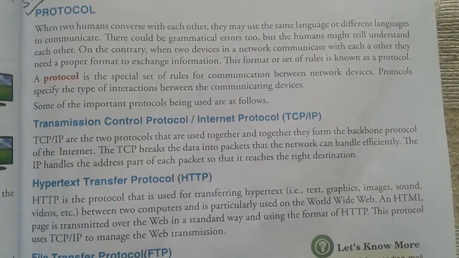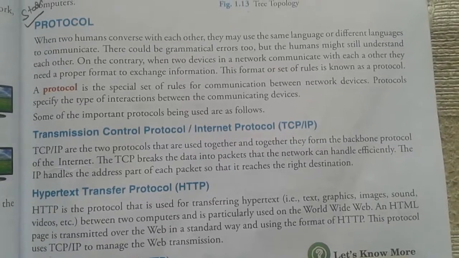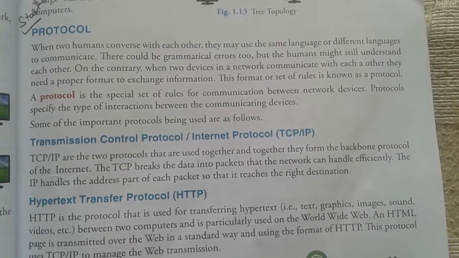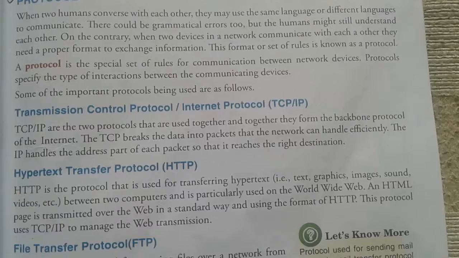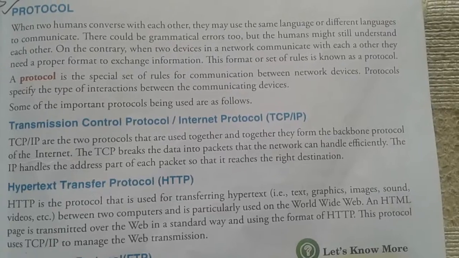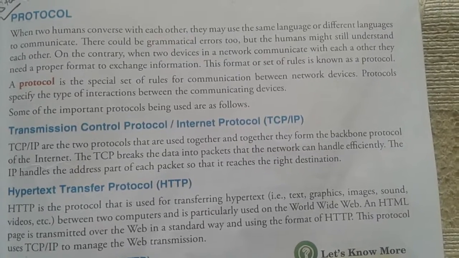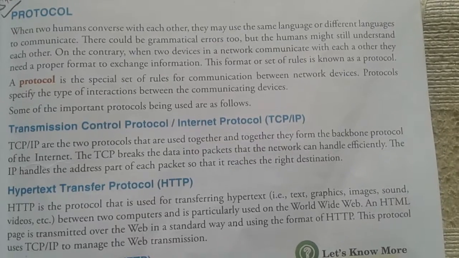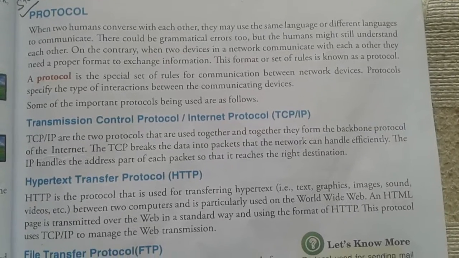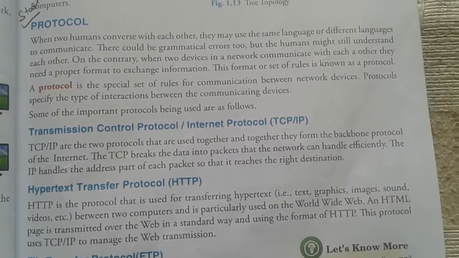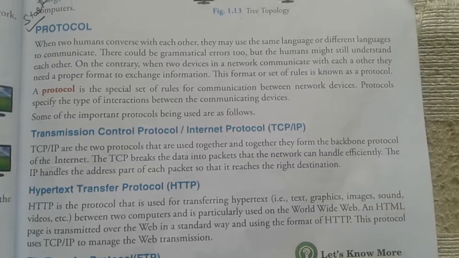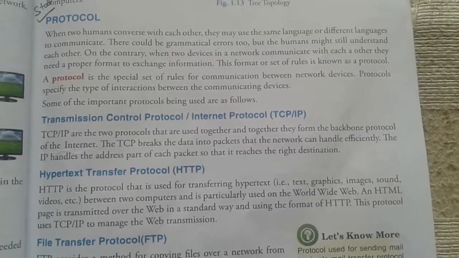On the contrary, when two devices in a network communicate with each other, they need a proper format to exchange information. In a computer also, whenever two devices are connected in the same network to communicate with each other, they need a proper format to get understood whatever instructions are given by the user. This format or set of rules is known as protocol.